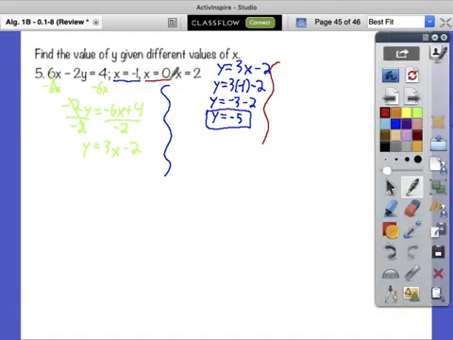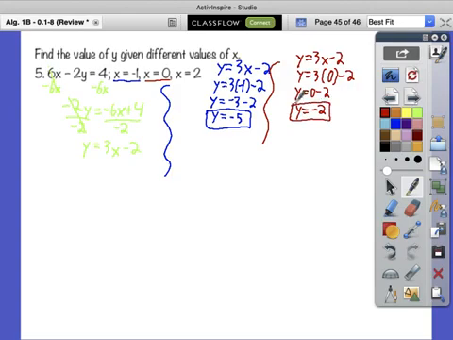Let's try plugging in when x is 0. So y equals 3x minus 2. Y equals 3 times 0 minus 2. What is 3 times 0? 0. Do we have to put 0 minus 2? What is 0 minus 2? Negative 2. So y is negative 2.